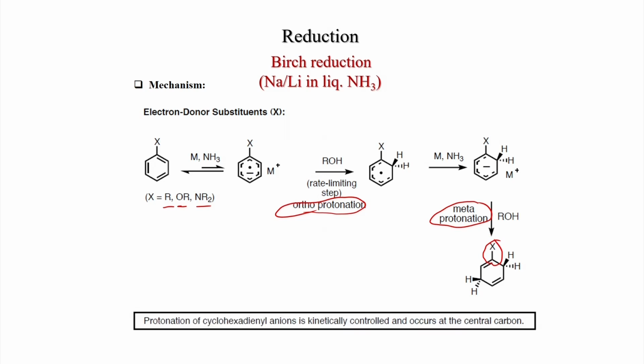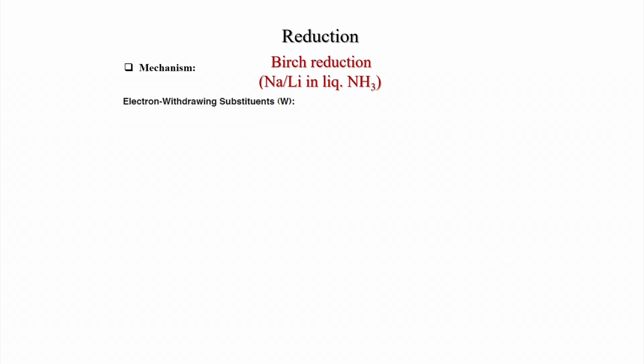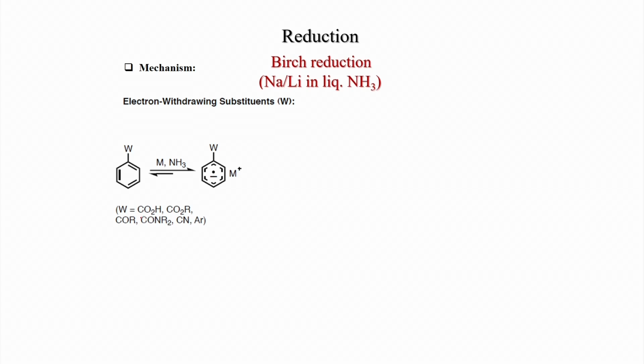So protonation of cyclohexadienyl anions is kinetically controlled and occurs at the central carbon. So this is a kinetically controlled process. Now if you have electron withdrawing substituents, what will happen? Electron withdrawing substituents like carboxylic acid, ester, COR, ketone, amide, cyano, and aryl group also.